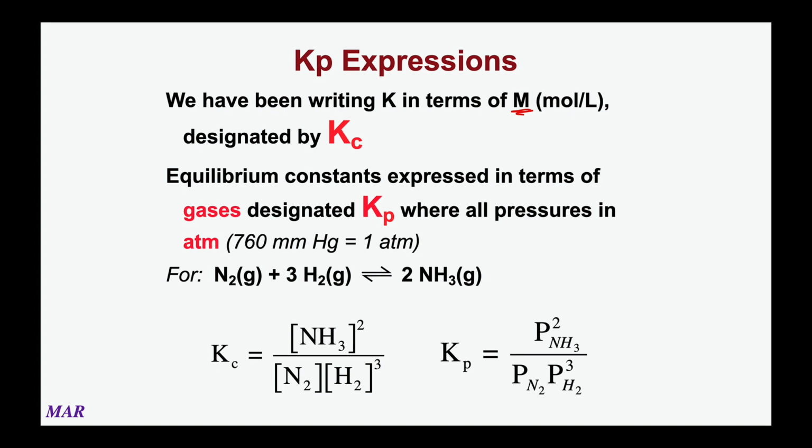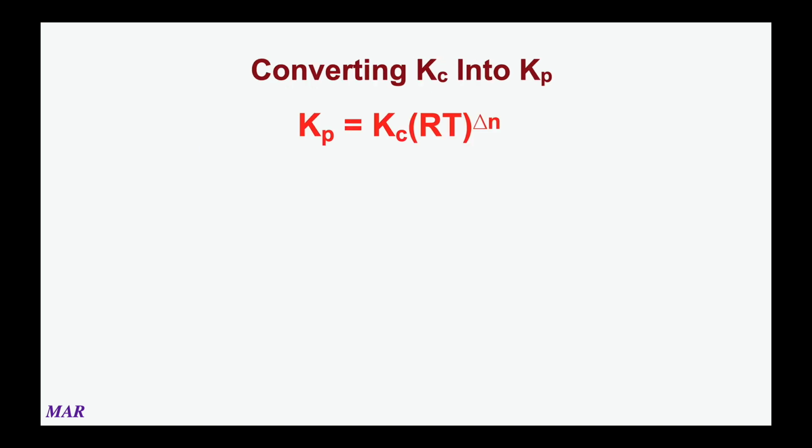But in this case, you could also have a Kp. Everything there is a gas. So you could have the pressure of NH3 squared divided by the pressure of N2 times the pressure of hydrogen gas to the 3rd power. Either way is fine. And remember, for Kps, you have to use atmospheres. Kcs will all be moles per liter. You can translate a Kp into a Kc if it's the same reaction, and this is the conversion you would use.